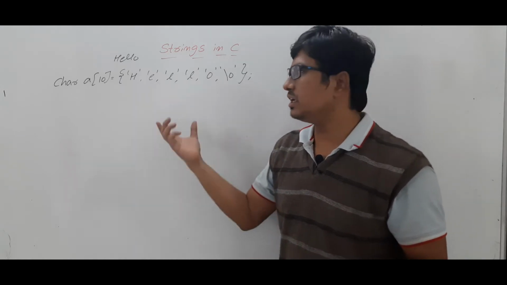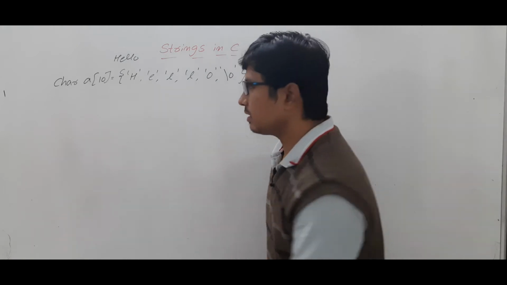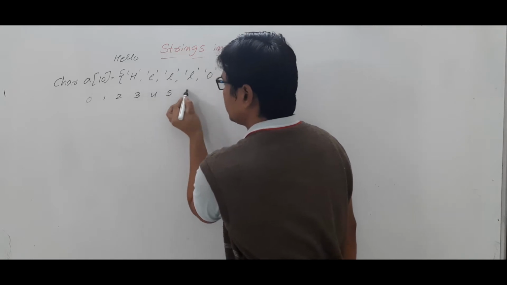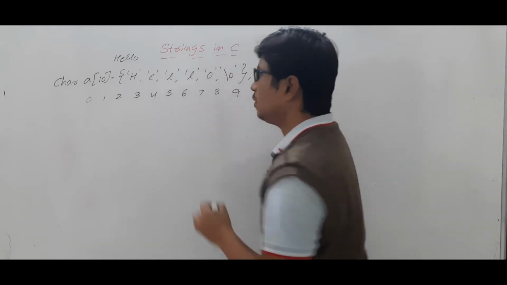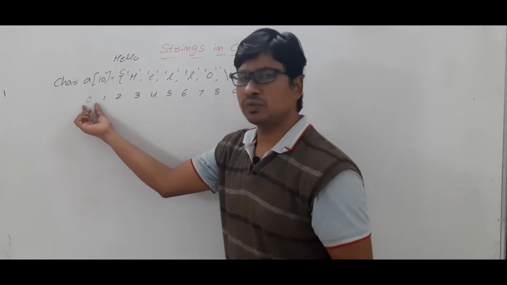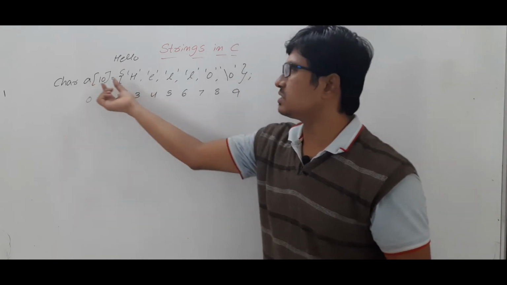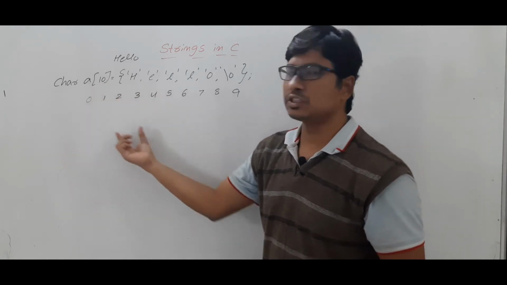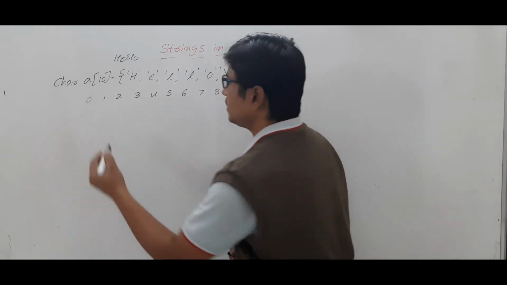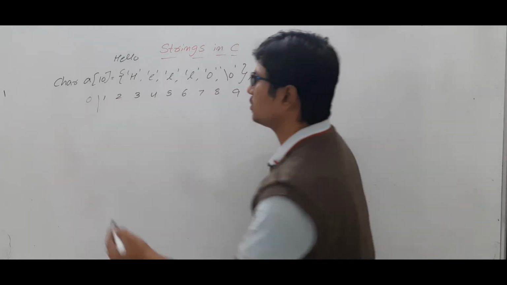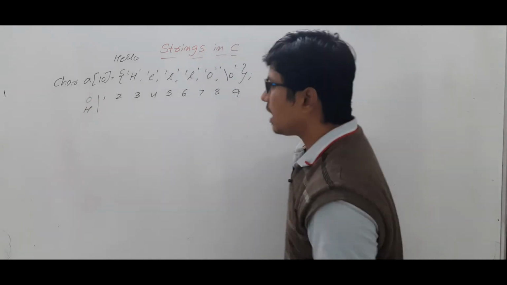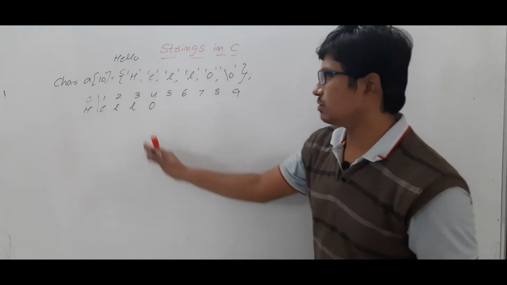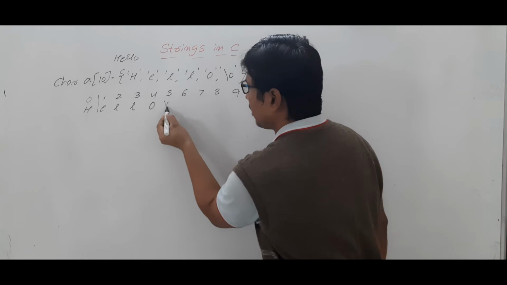Now you can ask me how the elements will be stored. As it is an array, the index will start from 0, 1, 2, 3, 4, 5, 6, 7, 8, 9. Why is it going up to 9? The array index will start from 0 and it will go up to size minus 1. As the size here is 10, 10 minus 1 is 9. So the array index will start from 0 to 9, and in index 0, the character H will be stored, and in index 1, E, then L, L, O, and then here you will have a backslash 0.